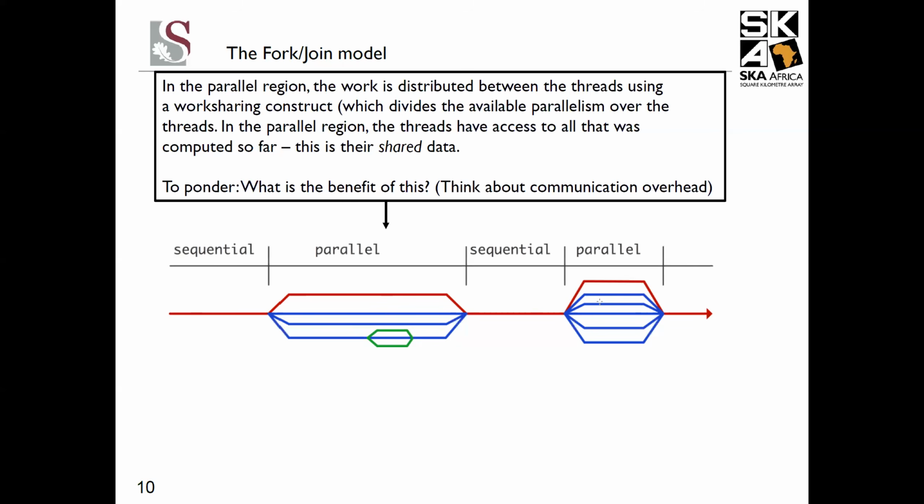So in the parallel region, the threads have access to all that was computed so far. The idea is that in the parallel region these threads can have access to a lot of the shared variables. So you don't have to duplicate this or send them amongst each other with dedicated communication calls like we saw in MPI. And that communication overhead is also mitigated in a way. So what is the benefit of something like this? We're going to mitigate some of the inter-process communication.